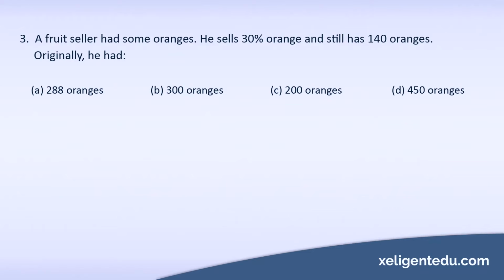A fruit seller had some oranges. He sells 30% of oranges and still has 140 oranges. Originally he had option A, 288 oranges, option B, 300 oranges, option C, 200 oranges, and option D, 450 oranges.